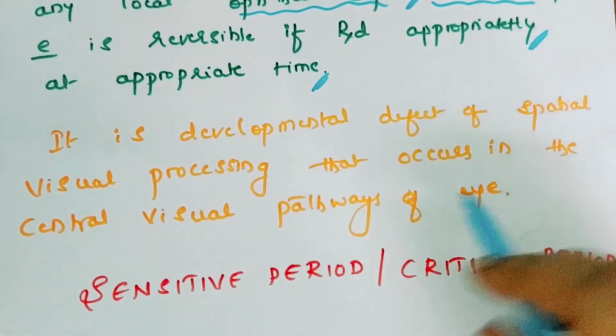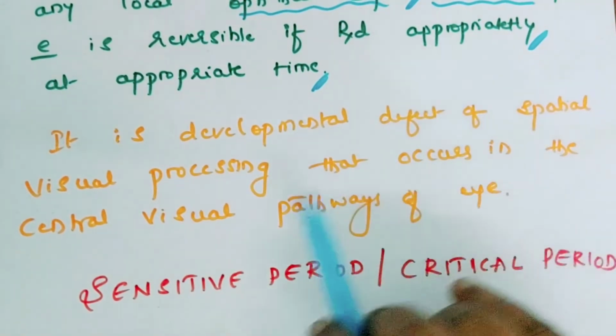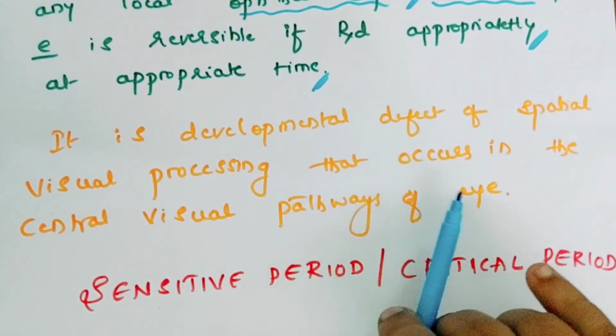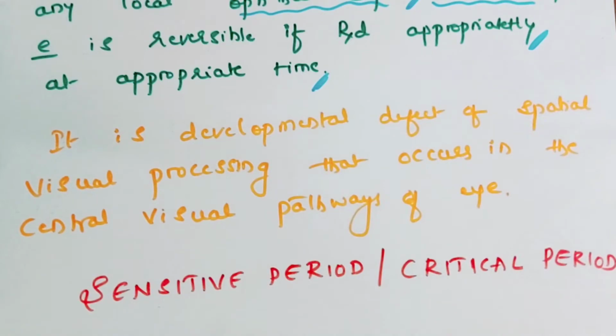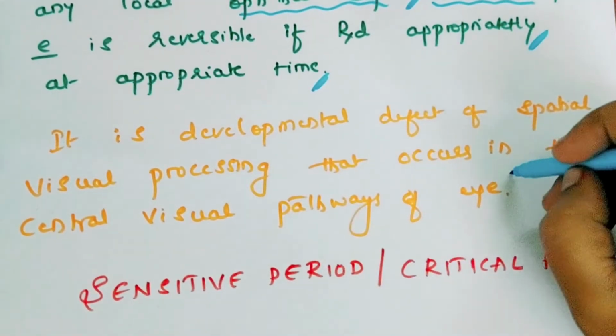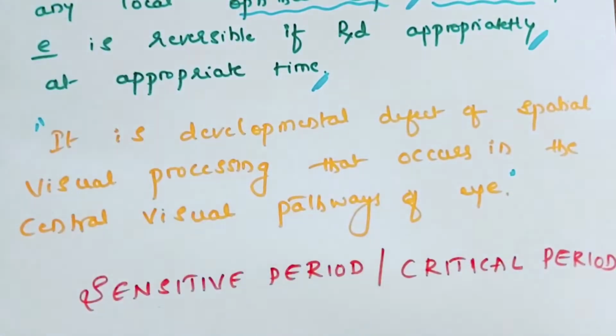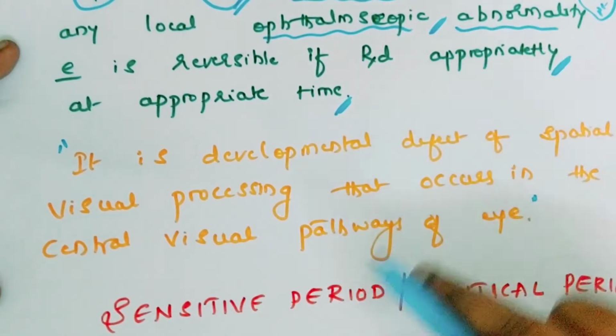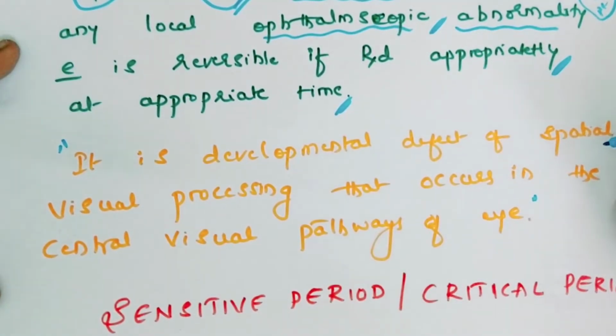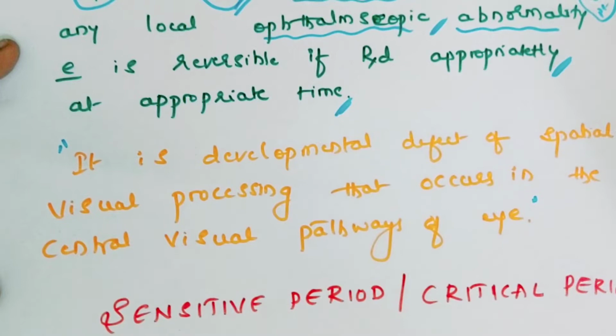It can also be defined as a developmental defect of the spatial visual processing that occurs in the central visual pathway of the eye. Okay, so I told it is at the level of the visual cortex which is happening, and hence this can also be defined as developmental defect of the spatial visual processing that occurs in the central visual pathway of the eye.